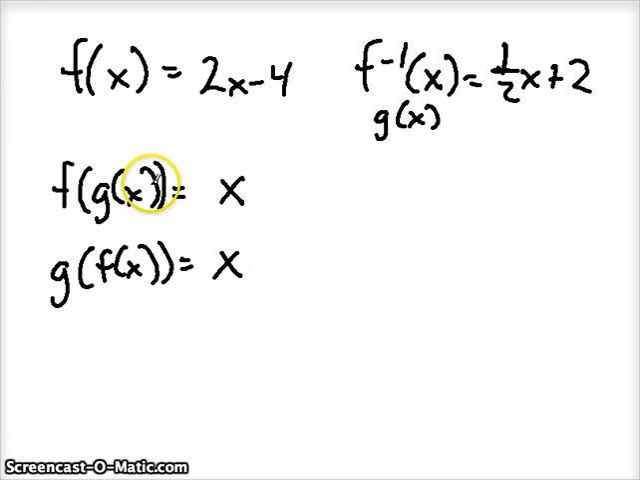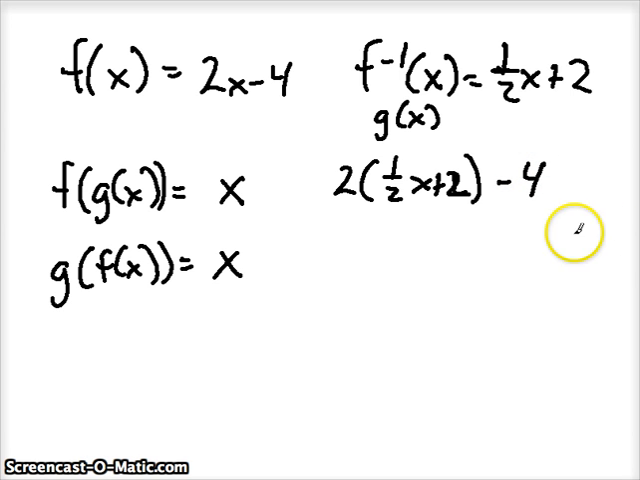So let's try that. Let's do f of g of x. I'm going to plug this all in and input it into my x for f. So I have 2 times 1/2 x plus 2, substituting my functions there, minus 4. What happens when we distribute here? 2 times 1/2, well, what's 1/2 of 2? That's just 1. And we got our x there. 2 times 2 would be plus 4. If I subtract 4, I get 1x. Well, that's what I wanted.